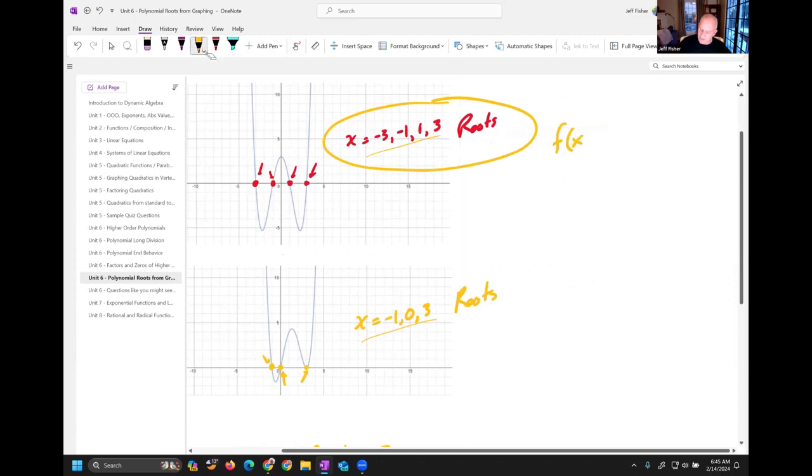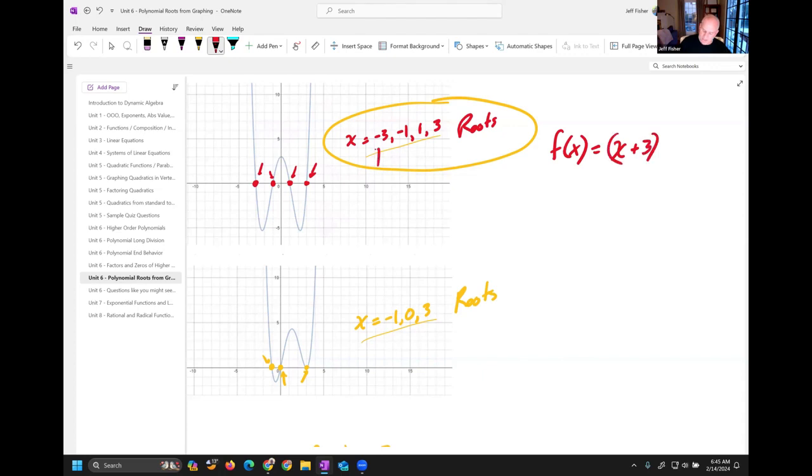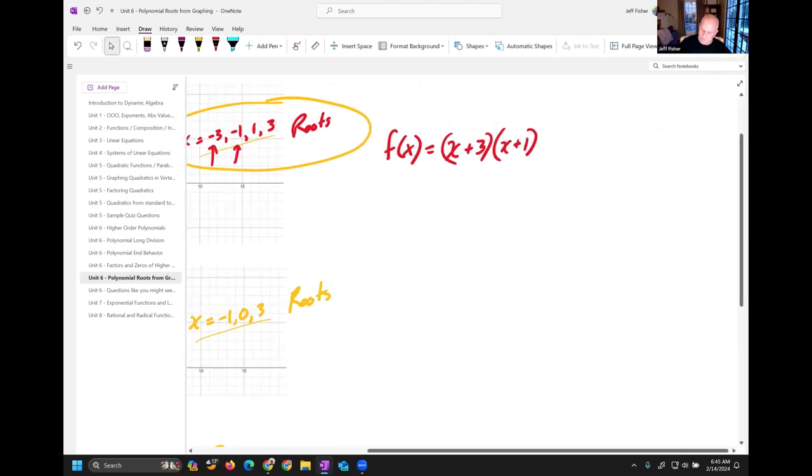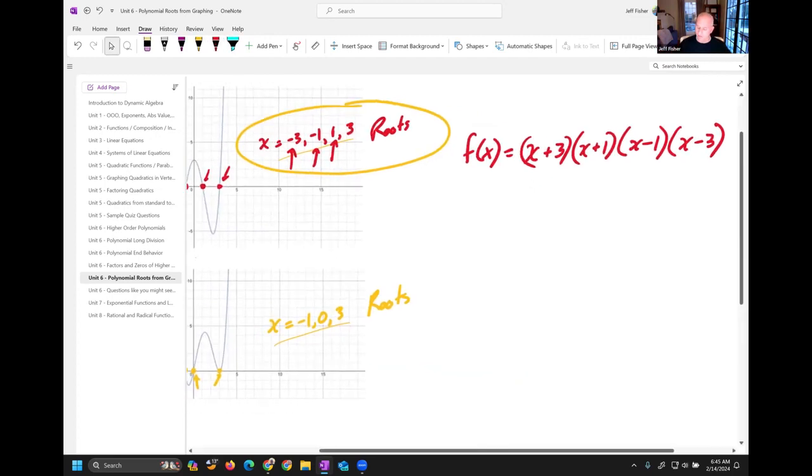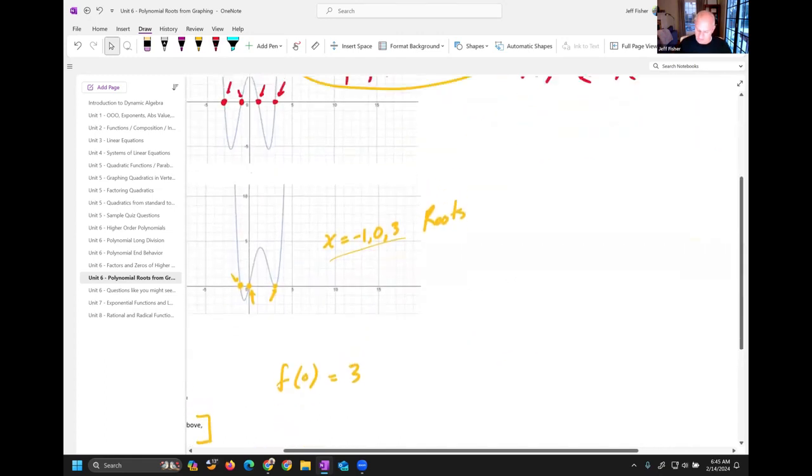F of x, I'll use the red because that's what I was using. F of x equals x plus 3. That's the factor for the root negative 3. X plus 1, that's this one. X minus 1, that's this one. And x minus 3. Now we can multiply this whole thing together and get one really long polynomial, okay, if we wanted to do that.